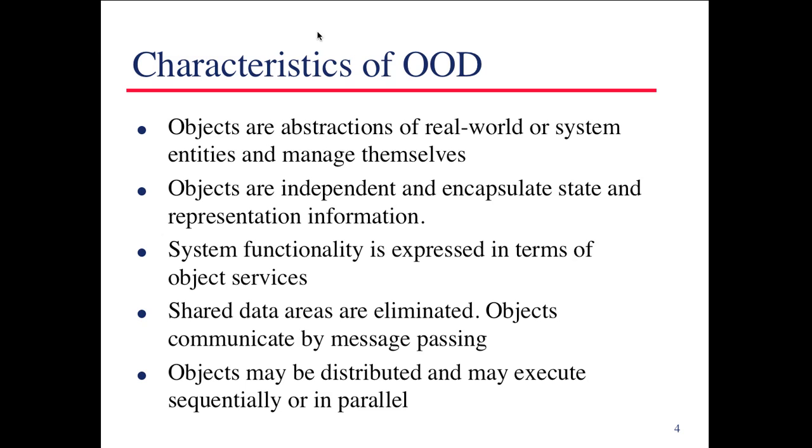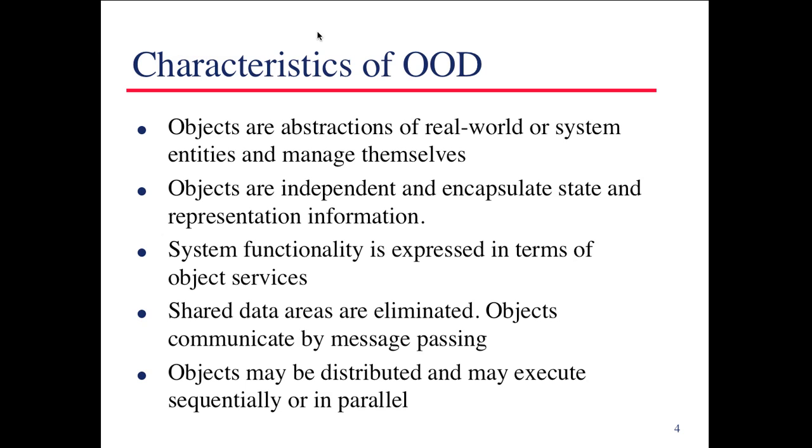But everything is an object in the real world. Objects have independent existences, and they encapsulate state and represent information that we're going to store about the objects. In terms of programming, we always call them states and behaviors, which are the methods and the data, the variables that are associated with it. We have system functionality that is expressed in terms of the object services.